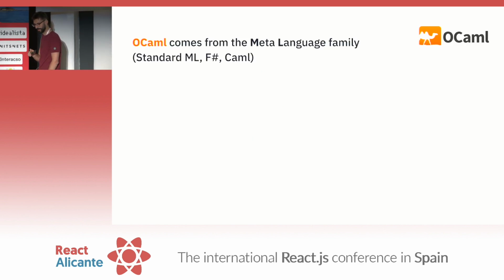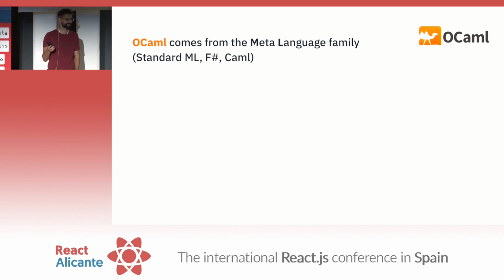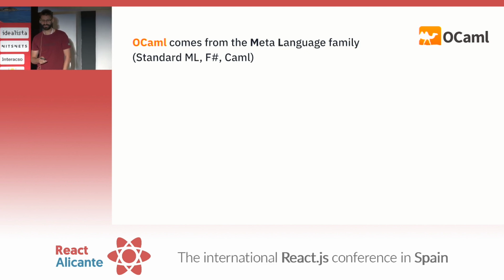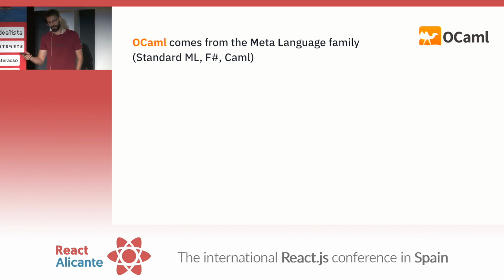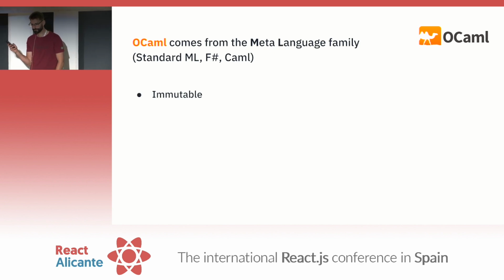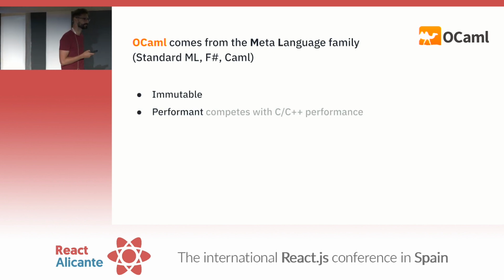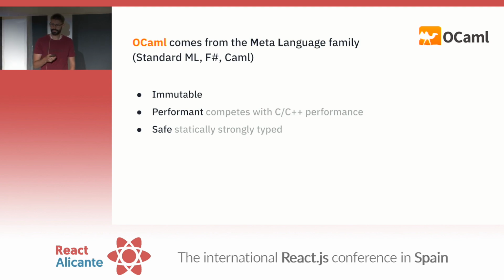But first, what's OCaml? It comes from the meta language family, like all the old people. There's not many old people here, but the standard ML, F#, or Caml, which is like its father. They have a whole family of programming languages. It's immutable. It's performant. Some people compare it with C or C++ or Rust because it compiles to native. It's safe, so it's strongly typed. One of the biggest selling points or benefits of using OCaml is the type system.